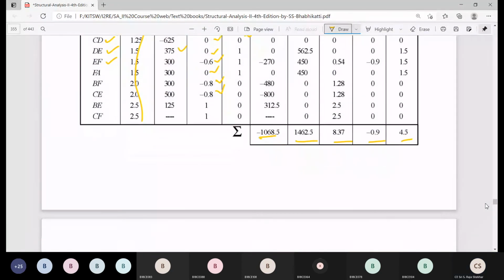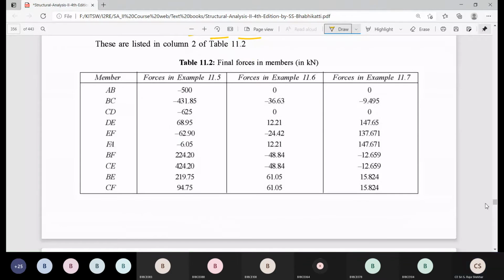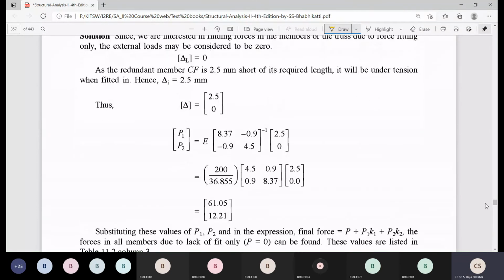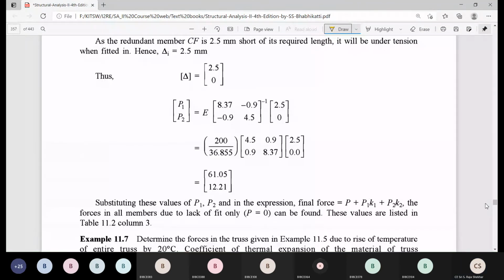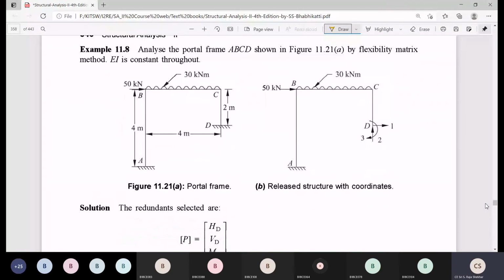So I want to take 10 extra minutes. With your permission, I want to continue with this frame problem. Yes, sir. Okay, right. Why? Because I am recording this video and I will upload it on YouTube. If you have any free time, you can watch it. If you watch it in your free time, you will get a little idea.